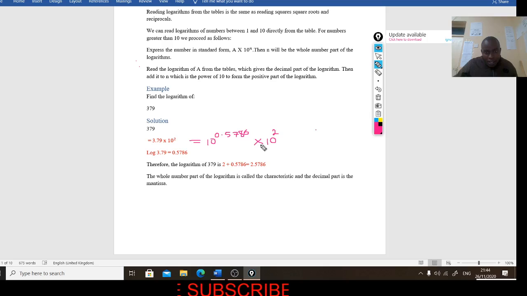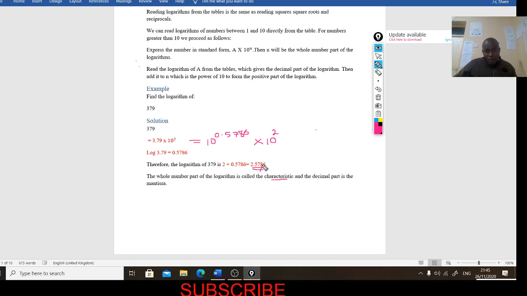Now that we have the same base 10, remember all logarithms are in base 10. From the laws of indices, the laws of multiplication of indices, we said if they are multiplied and have the same base, we add the power. So we shall add the power 2 plus 0.5786, which gives you the logarithm of 379 as 2.5786. Remember 2, the whole number part, is what we call the characteristic.